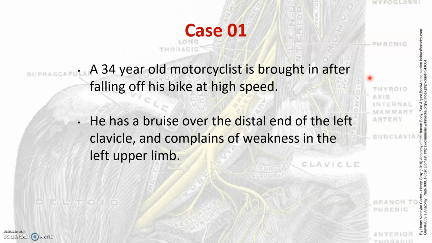So let's look at some cases. The first is a 34-year-old motorcyclist brought in after falling off his bike at high speed. He has a bruise over the distal end of the left clavicle and complains of weakness in the upper limb. Pause the video, see if you can work out what's going on here.